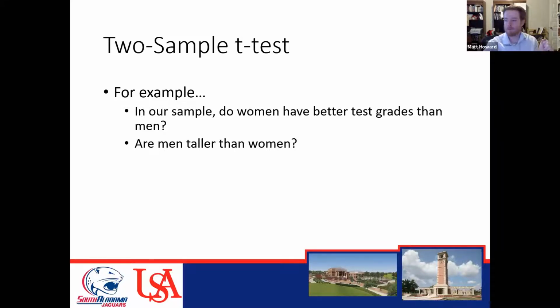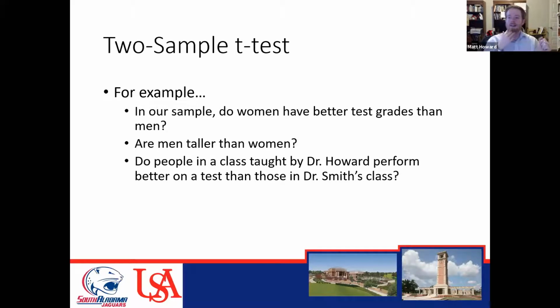Okay. Another example, sticking with classrooms: we could have a class taught by Dr. Howard and a class taught by Dr. Smith. We can give those two classes the exact same test. And then we could assess whether people in the class taught by Dr. Howard on average performed better than the class taught by Dr. Smith in regards to their test scores.